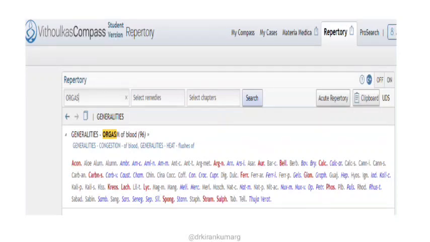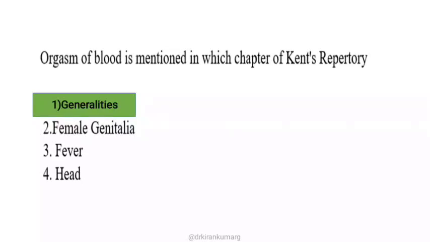When you see the Kent repertory, under generalities you have orgasm of blood. Orgasm is also related to symptoms like congestion or increased blood flow, which is why it is given in the generalities chapter. So the right answer is the generalities chapter. Okay, so moving on to the next question.